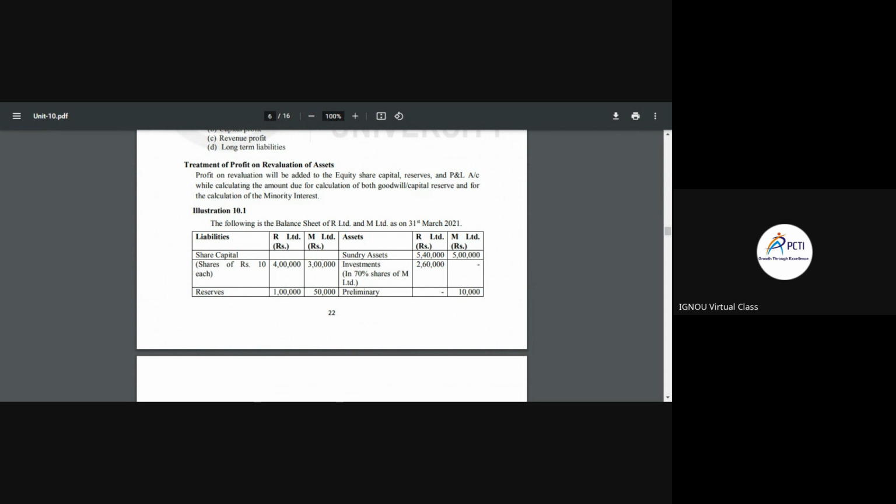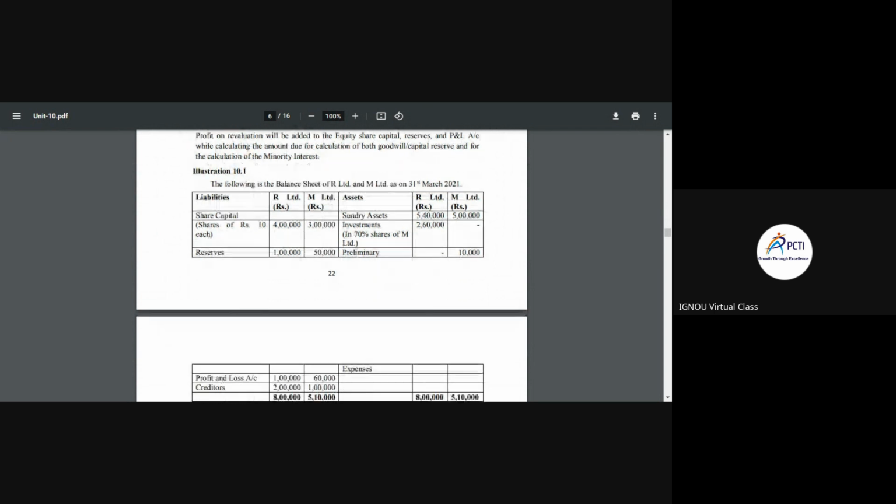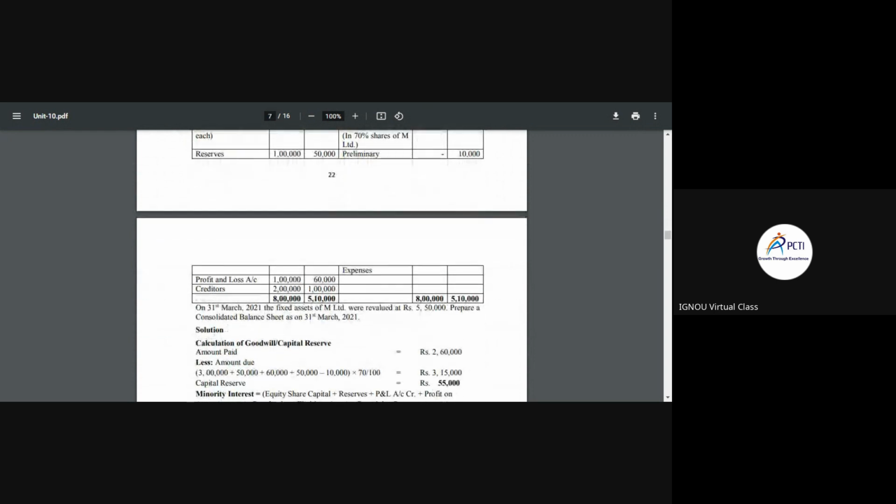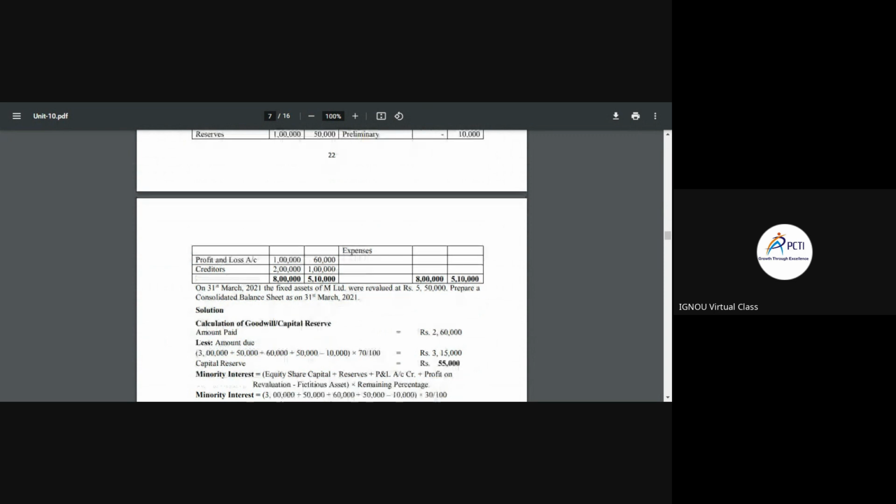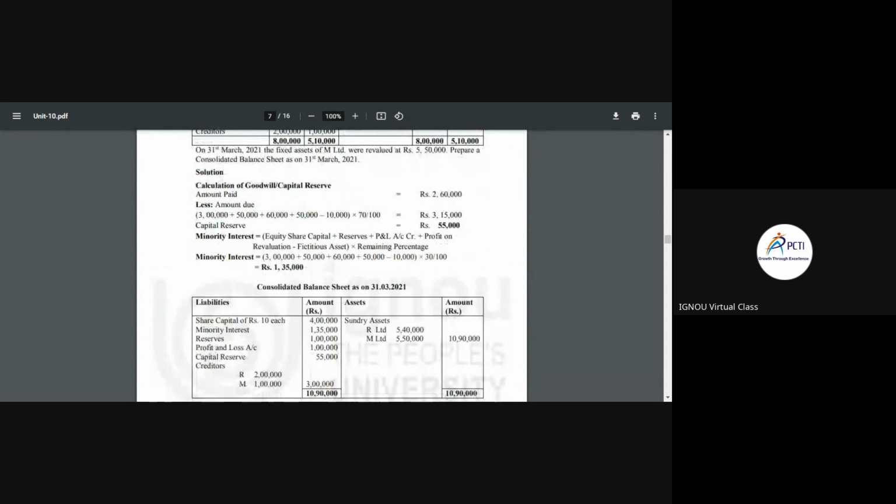Here we have the balance sheets of R Limited and M Limited as on 31st March 2021. We have two sides, liabilities and assets, for both companies, covering share capital, reserve, assets, investment, preliminary expenses, profit and loss, and creditors. On 31st March 2021, the fixed assets of M Limited were revalued at rupees 5,50,000. You need to prepare the consolidated balance sheet as on 31st March 2021.